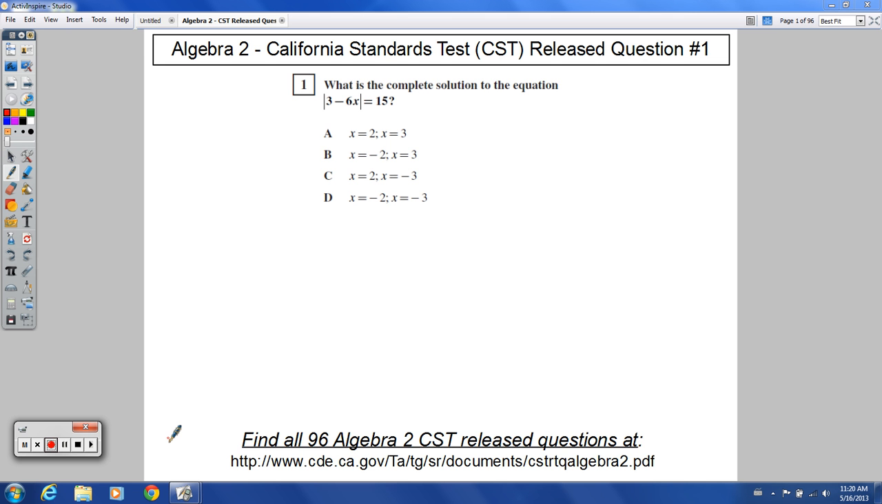Hello and welcome to the California Standards Test Released Questions. This is question number 1 in a set of 96 questions.